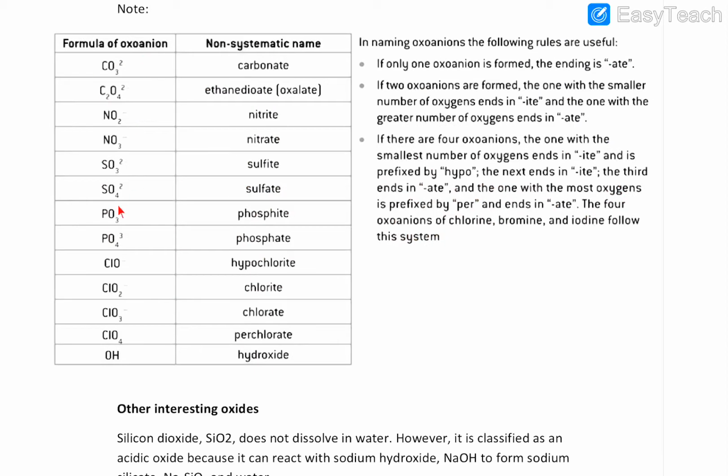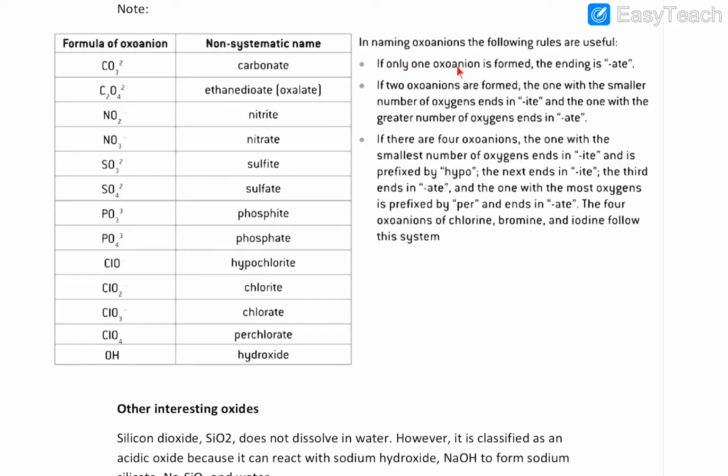These are a few oxoanions that you will come across. Oxoanions are anions that contain oxygen in them. So CO3 2-, you have a charge that is also given for you not to confuse. So CO3 2- is carbonate. Then you have ethanedioate or oxalate. Nitrate.